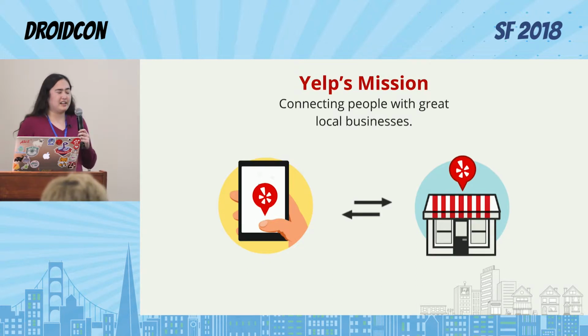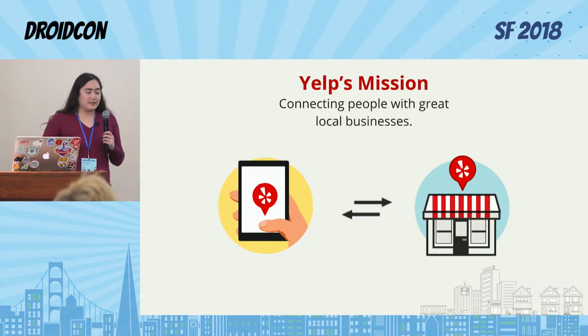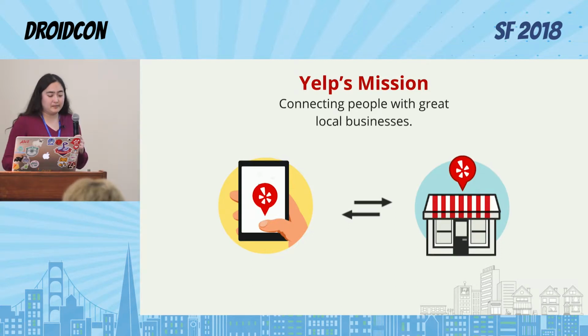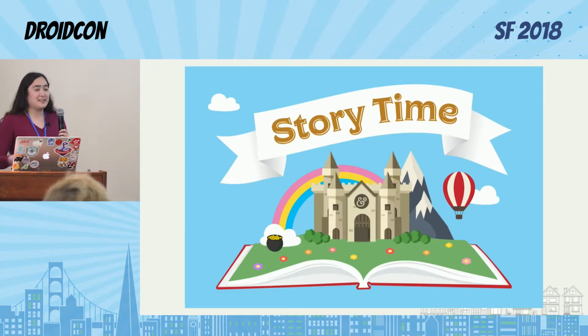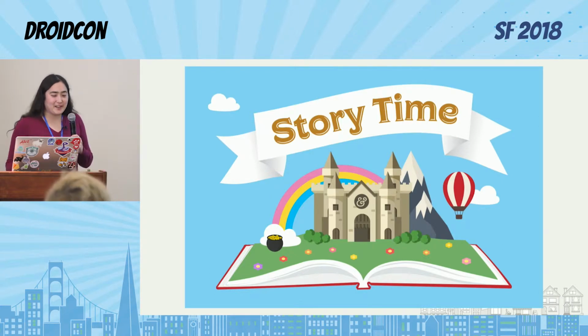But what this talk is basically about is we can't connect people with great local businesses if the app isn't working very well, if the server is down, or if we're using too much data, or if other problems are coming up. And we wanted to make sure that this could never happen. And to motivate why this is something that you might worry about, I'm going to tell you a story. I've heard similar stories elsewhere, but this is a story from Yelp.